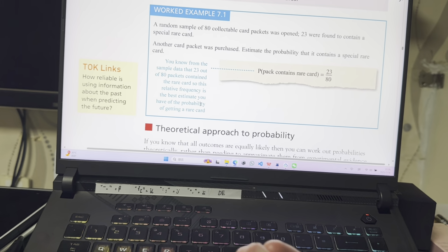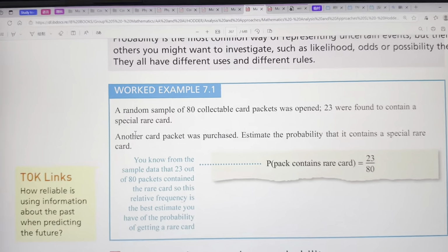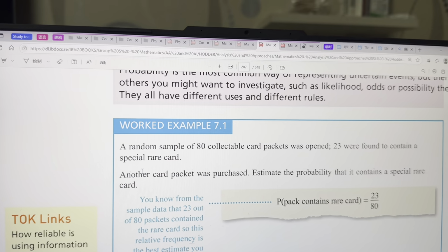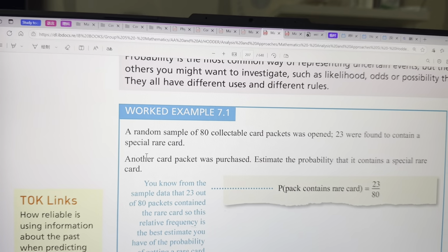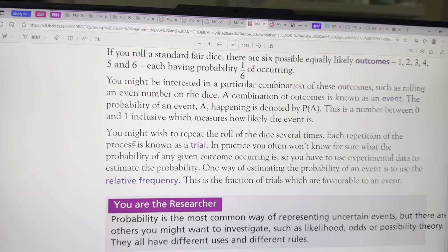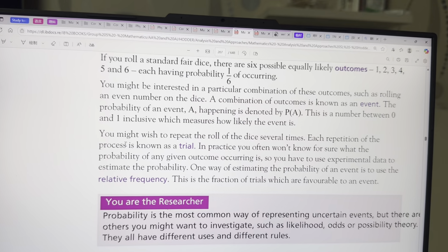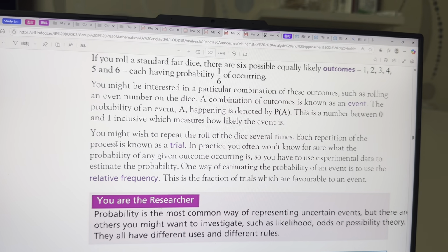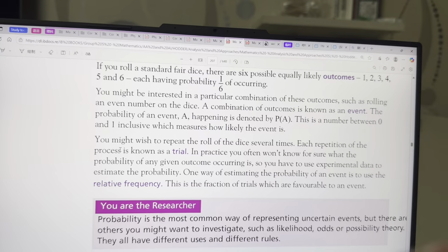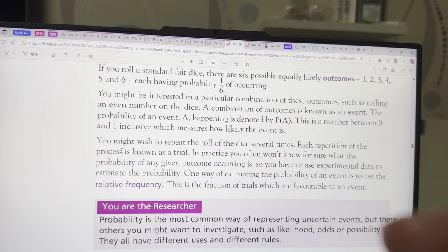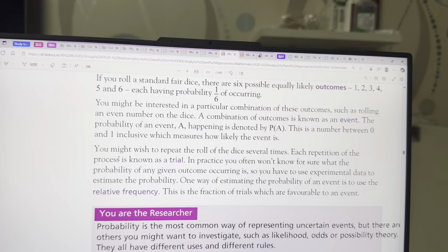Now I just want to find some examples to explain. The basic method of probability is to use the number of outcomes in the event, the thing you want, over all the possible outcomes.